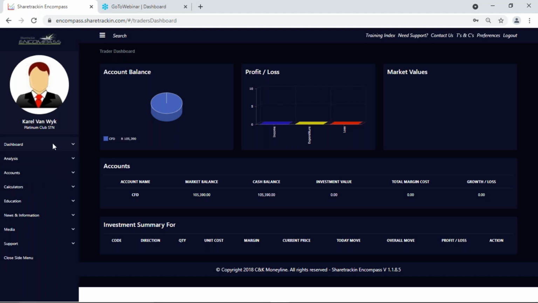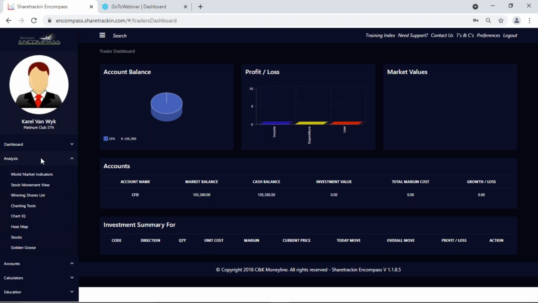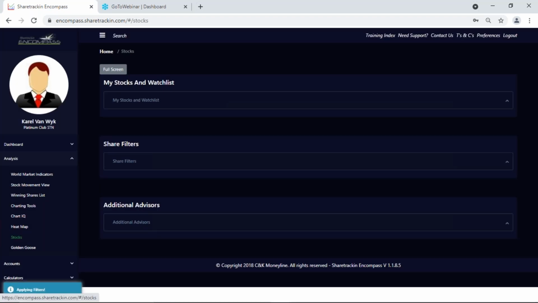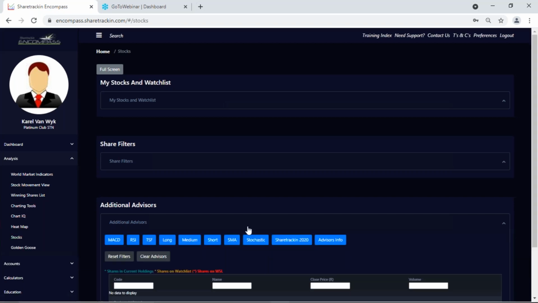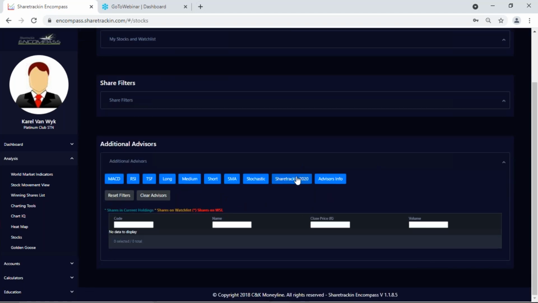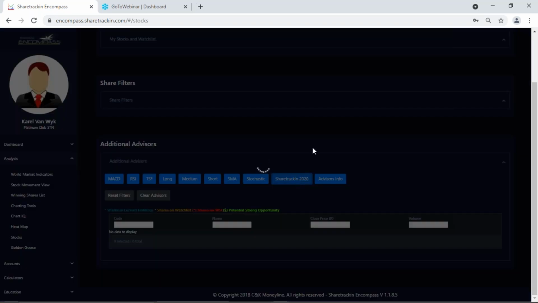Now, to use this account, we need to go and analyze shares. So I would go to my analysis. I would go to my stocks. And then when it's done loading, I would then open up my additional advisors. When my additional advisor is open, I will click on the Sharetrackin 2020 tab.